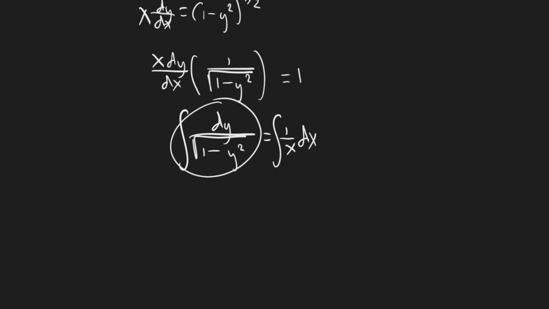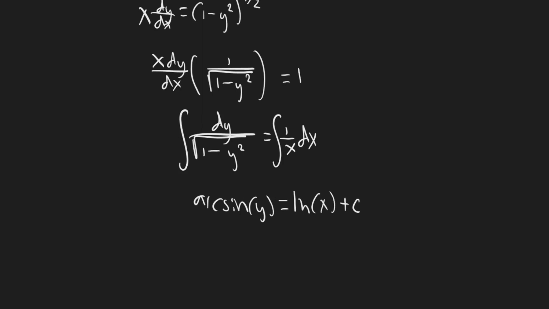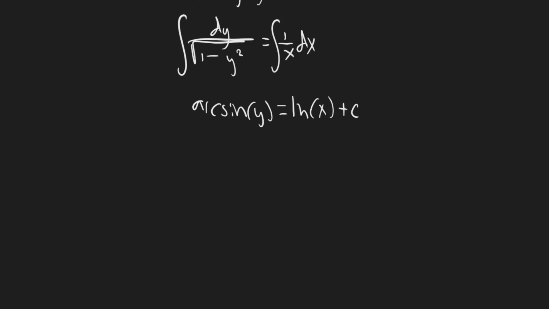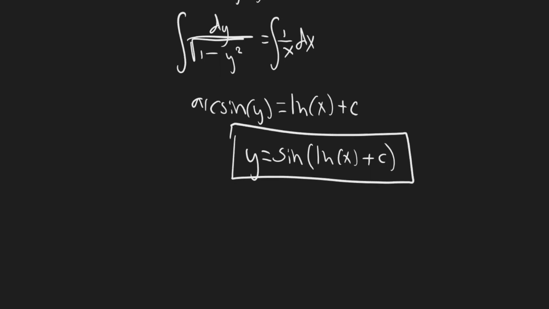And so this integral right here, you might remember from Calc 2. This is one to just memorize. This is just arc sine of y. So arc sine of y equals the integral of 1 over x dx. That's just ln of x, and then plus c, constant of integration. And we want to solve for y. So we just take the sine of both sides, which would give us y equals sine of ln of x plus c, like that. And so that's it. We found y.